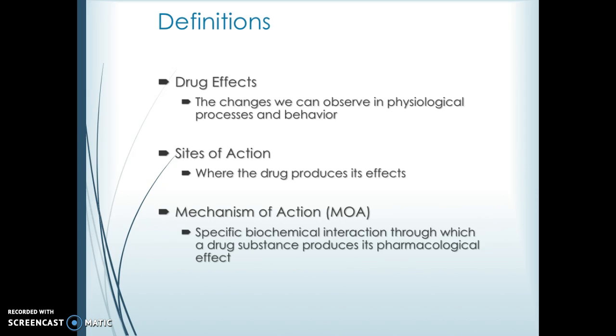An easy thing to think about would be blood pressure medicine. You can observe the change in someone's blood pressure. But in psychiatry, it's things like observing improvement in mood symptoms, for example. A site of action is the place in the body where the drug produces the effect. So it's the place the drug goes to and causes some sort of response in the body that we're able to observe as an effect. The mechanism of action of a drug is the specific biochemical interaction that we see a drug substance produce through its pharmacological effect.